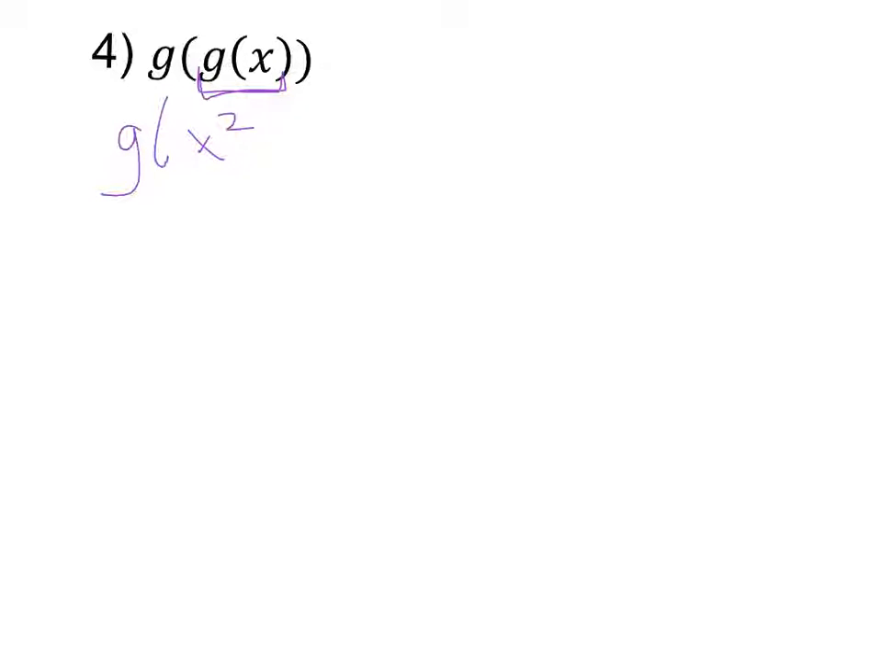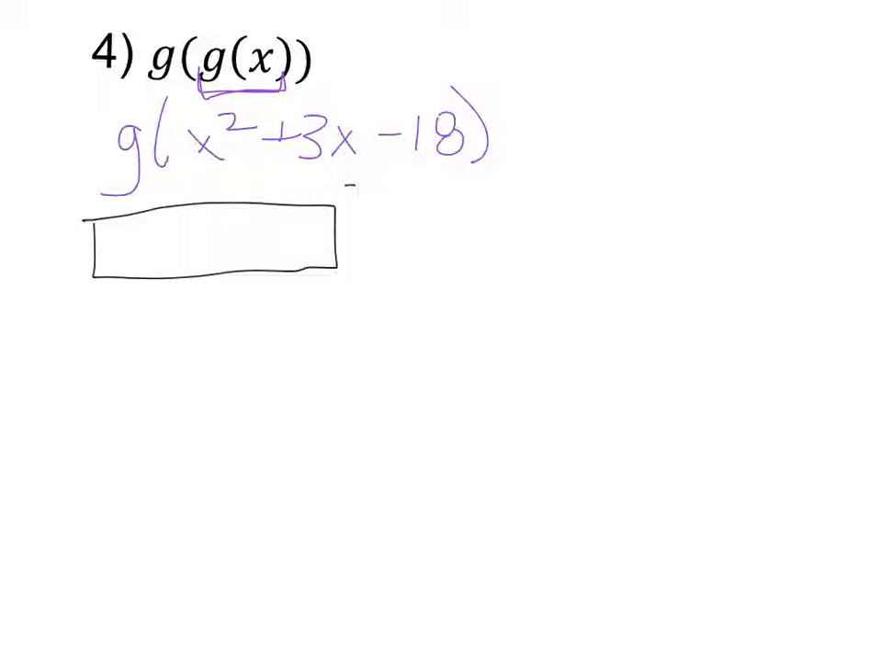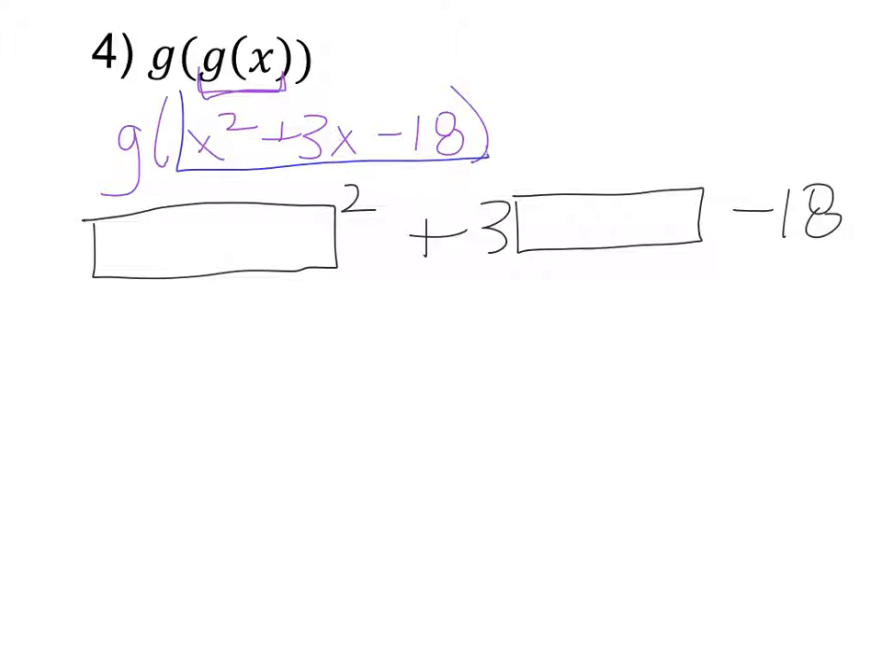Well, that's x squared plus 3x plus 18. You're putting it inside of itself. Now, again, I'm going to rewrite my function of g, which is the same thing as x squared plus 3x minus 18. Because in this problem, it's saying wherever there's an x, you're plugging this equation into it. You're plugging that equation in wherever there's an x.